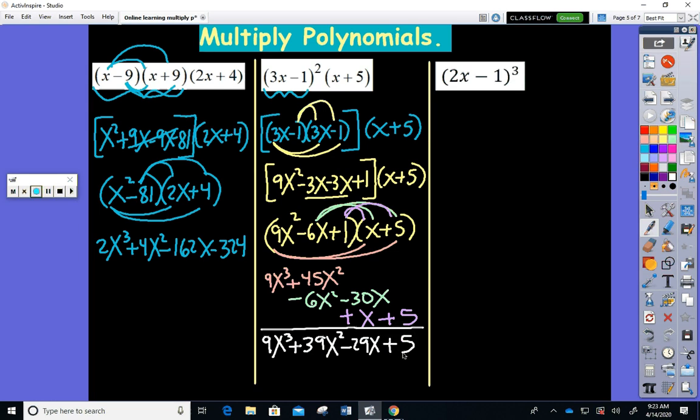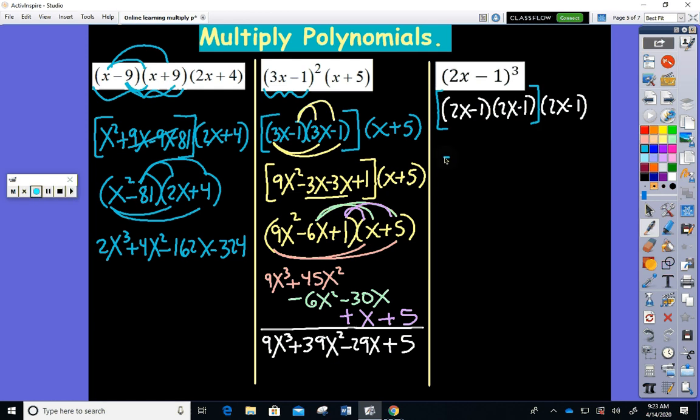All right, last but not least, if I cube something, keep in mind that I should write this as 2x minus 1 times 2x minus 1 times 2x minus 1. Okay, and there's something else you'll see later that you can use to speed this up, but for right now, we're just going to keep it straightforward. So I'm going to go ahead and do the first two. So I'm going to take care of what's in the brackets there.